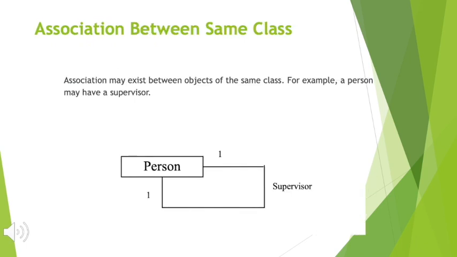And then association may exist between objects of the same class. For example, here it shows a person may have a supervisor. So that means the supervisor is also an employee, but the supervisor is also included in the person class. So we have to show the relationship between the person and the supervisor.